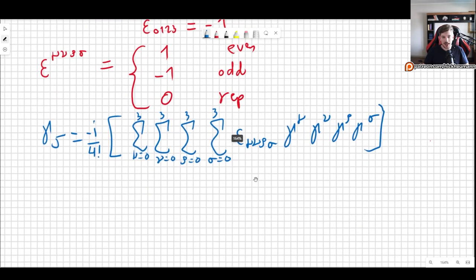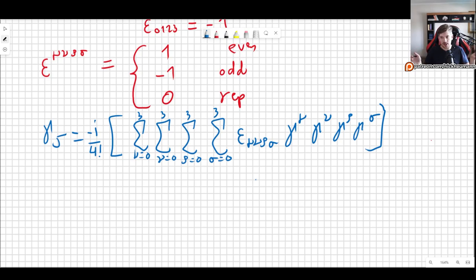Now, it would be a huge amount of terms if we don't realize that every single term where there is any repeated number between mu, nu, rho, and sigma will be zero. So if we go, for example, 0000, well, that's simply zero. 0001 is zero. 0002 is zero. All those are zero. So we will only write terms where none of the indices are repeated.